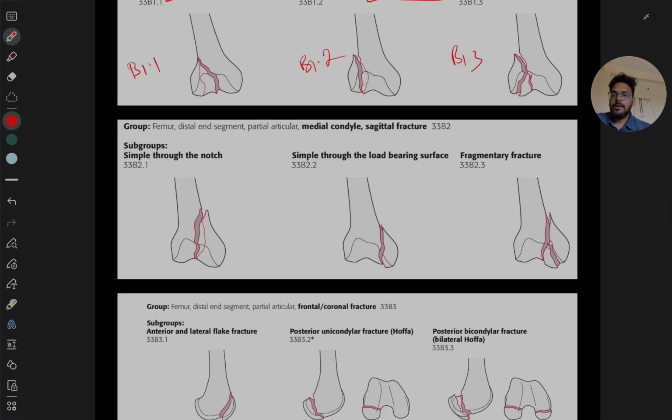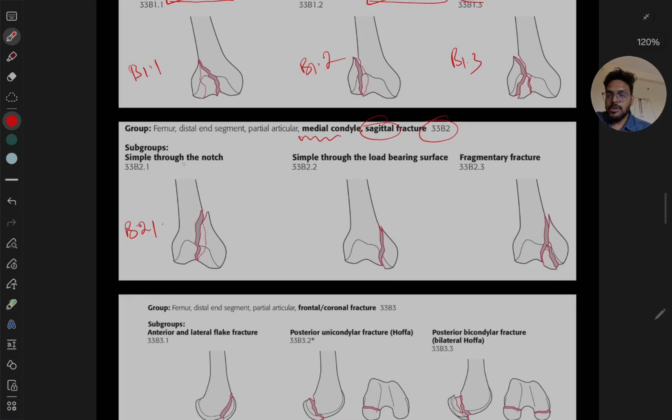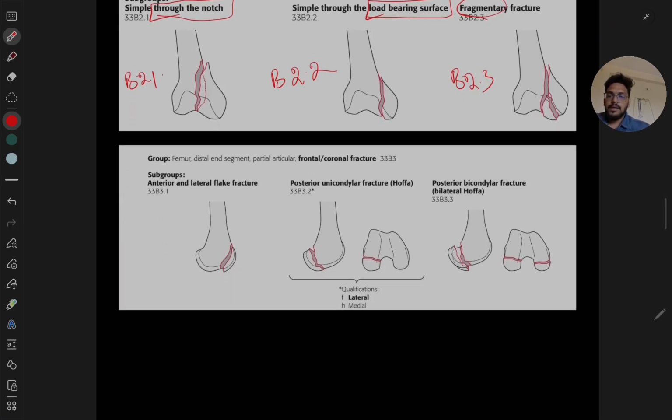So next one is coming to 33B2. So 33B2 involves mainly the medial condyle in the sagittal format. So B2.1 is through the notch. If it is through the load bearing area, B2.2. If it is fragmentary, it is B2.3. Okay. If it fractures in the coronal plane, in the lateral view, this is the coronal plane, and in the anterior flake or the anterior and lateral flake fractures, it is B3.1.